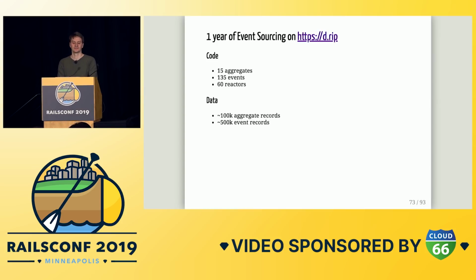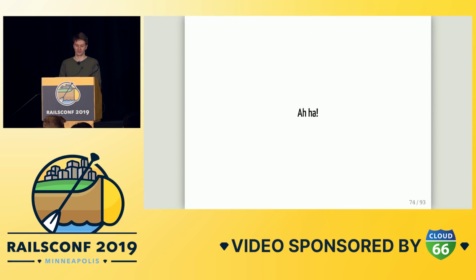So after one year of event sourcing on Drip, I should say one year after we launched publicly, in the code we currently have 15 aggregates, 135 different types of events, 60 reactors, and about 100,000 aggregate records and 500,000 event records. Not a lot, but enough to get a good sense of what the aha moments are.